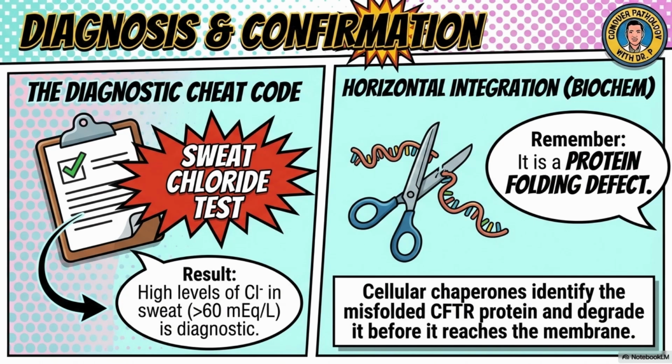So how do we confirm it? We use the diagnostic cheat code, the sweat chloride test. A result of high chloride in sweat, more than 60 milliequivalents per liter, is diagnostic. Remember, this is a protein folding defect. The cellular chaperones spot the error and trash the protein.